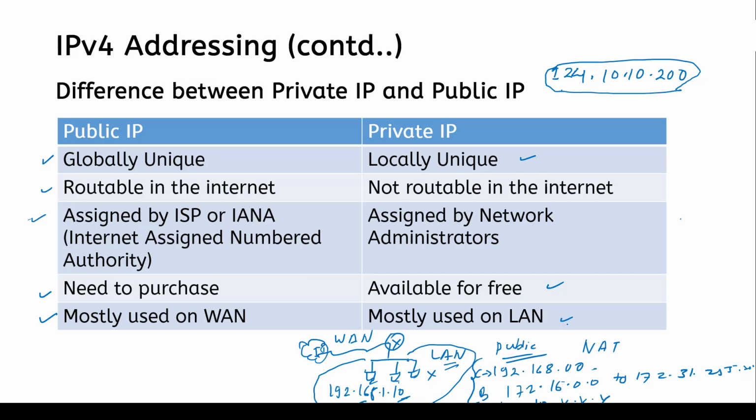Last but not the least, public IP is mostly used in the wide area network or in the internet, and private IP is mostly used on the local area network or in the LAN. Okay guys, these are the key differences between public IP and private IP address.